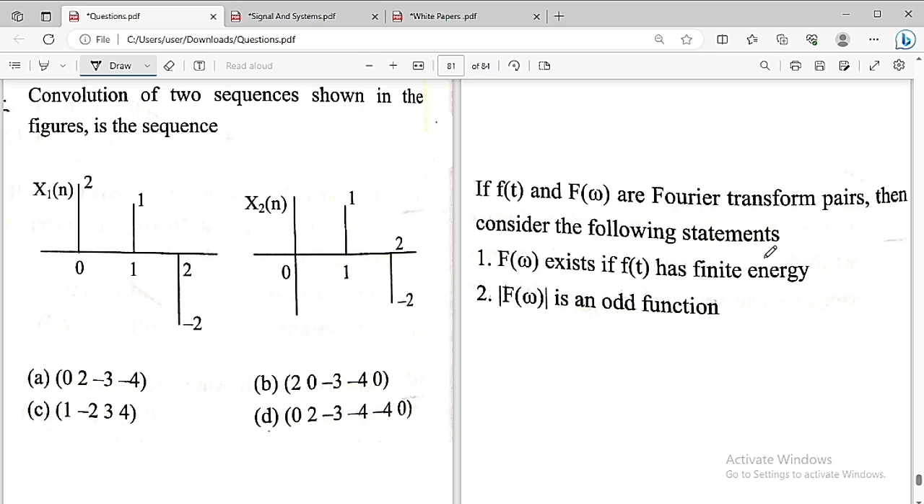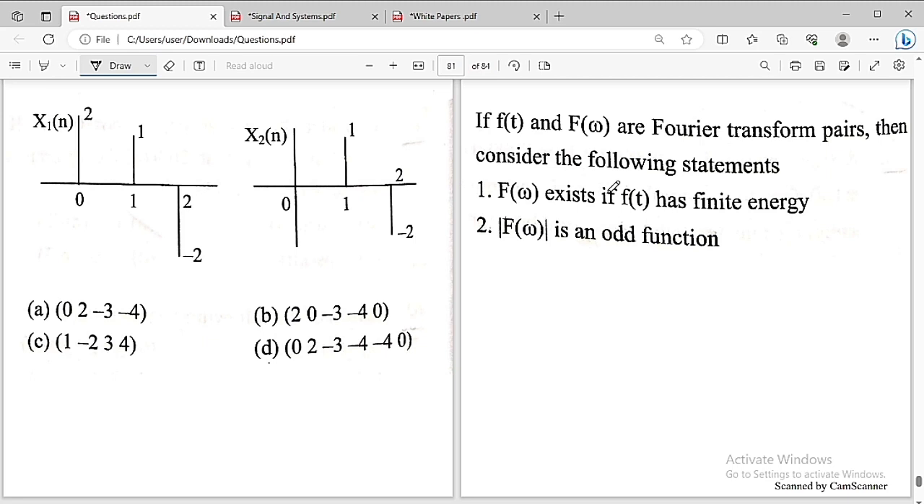So now we are going to solve the other question. See the question here. If f of t and F of omega are the Fourier transform pairs, then consider the following statements. So basically the Fourier transform is F of omega. So now they have given some statements regarding this.